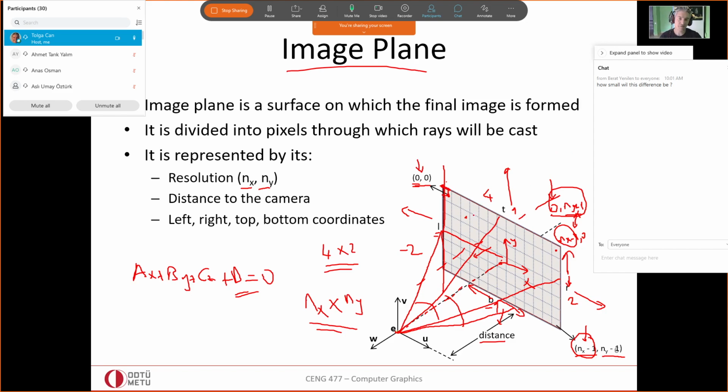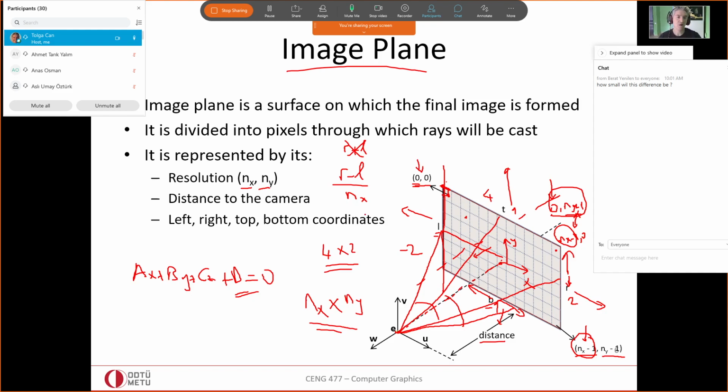So what is the pixel width here? What if I do, for example, r plus l? Sorry, not r plus l, I need to do r minus l. Let me erase this one. What is r minus l? r minus l is the width of this rectangle, right? If you divide it by nx, what do you get? You get the width of a pixel.